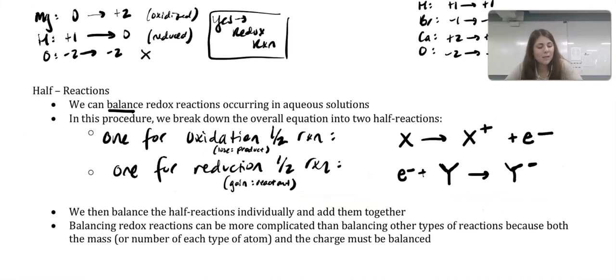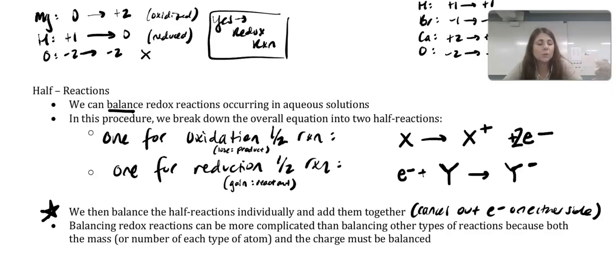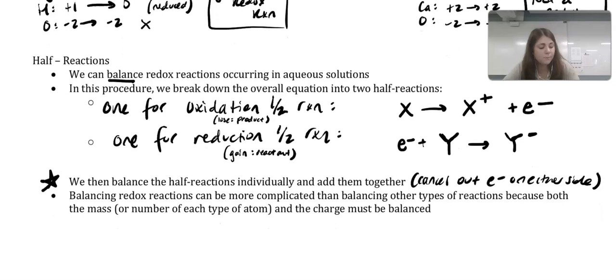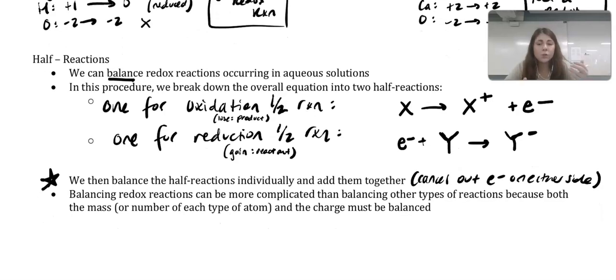And then this is going to be nice. We can balance the half reactions, like I said, and add them together. And this will actually cancel out electrons on either side. You just need to make sure that those electrons are balanced. So if this had a 2 right here, we would need to multiply the other one all by 2 to get those 2 electrons. But yeah, just making sure that the mass and number of each type of atom are staying the same to help with that charge.